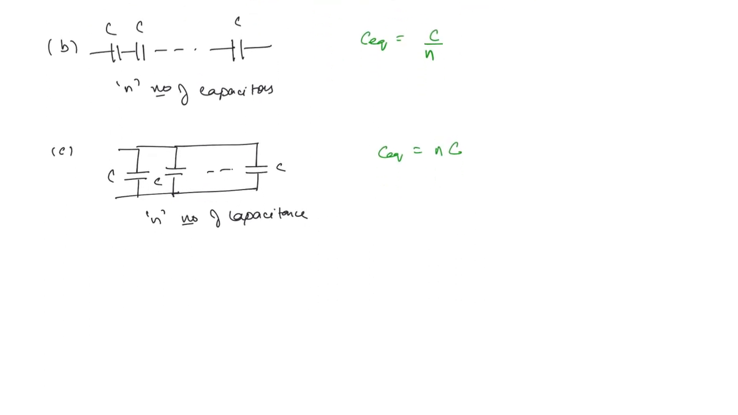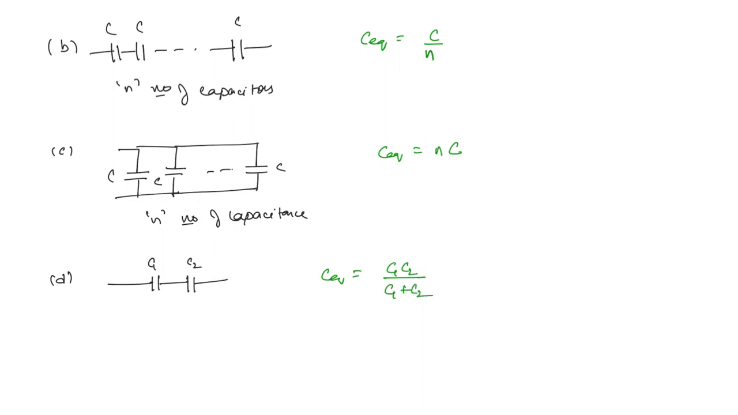Next, one more important result which is worth remembering is when two capacitors are in series. Just like two resistors in parallel, where you get the equivalent resistance, in a similar fashion, when C1 and C2 are in series, you are going to get C equivalent is equal to C1 C2 by C1 plus C2.